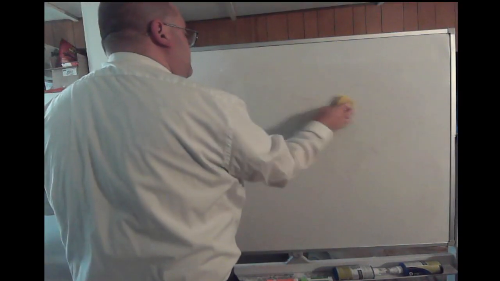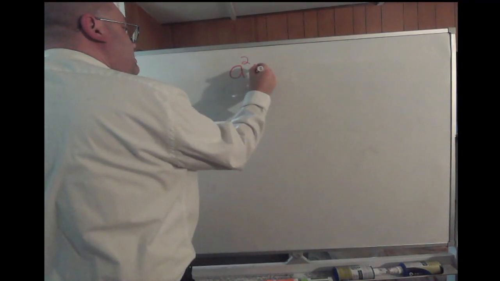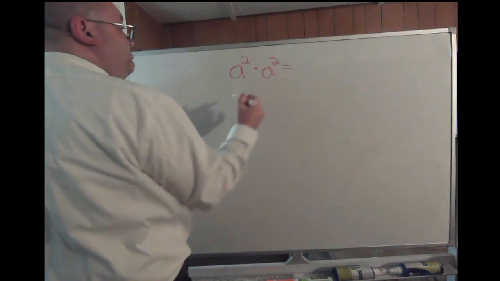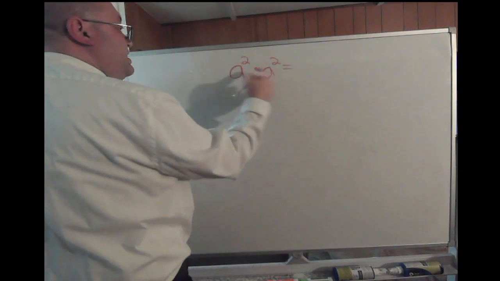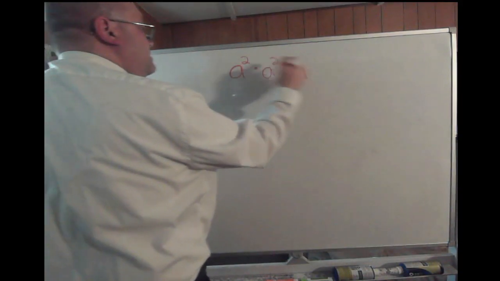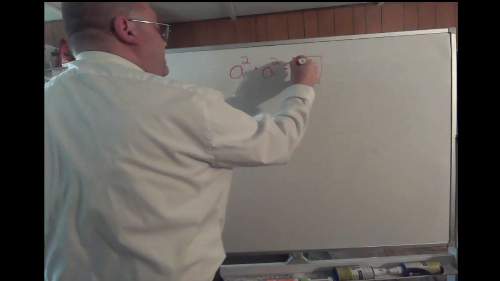Alright, let's do another example here. Let's say you have a squared times a squared. Well, you're just simply going to add the powers together. You'll have the base a, you'll add the powers 2 plus 2, you'll get a to the fourth. That's what you would get once you add the powers.